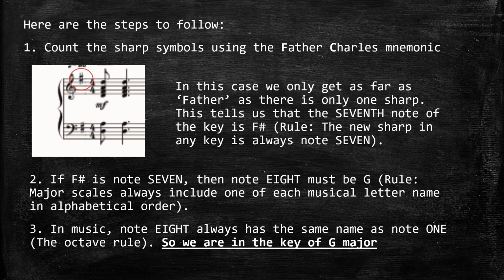Step 2. If F sharp is note 7, then note 8 must be G. Rule: major scales always include one of each musical letter name in alphabetical order. 3. In music, note 8 always has the same name as note 1, the octave rule. So, we are in the key of G major.